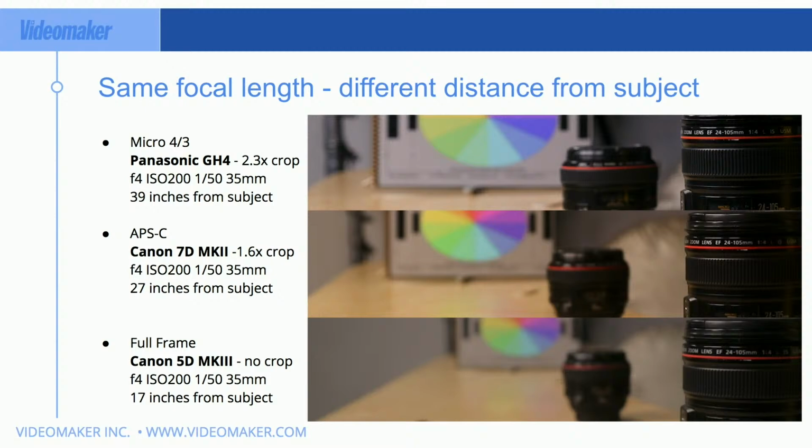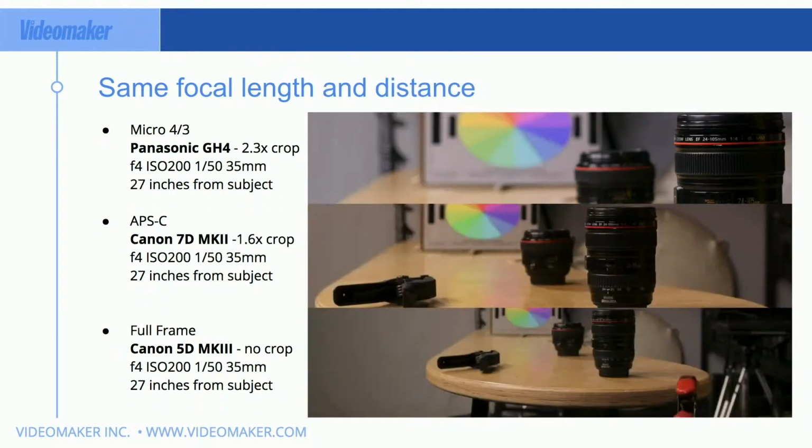They're all set at the same 35 millimeter equivalent. And you can see that the crop on the Micro Four Thirds makes that a lot tighter shot, and it's actually a wider shot there on the full frame because of 35 millimeter. This is the difference that the sensor size makes on the field of view.